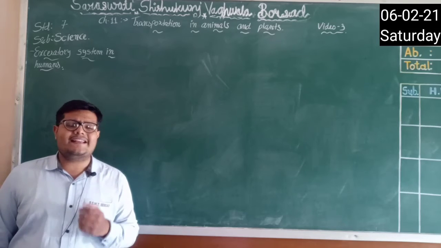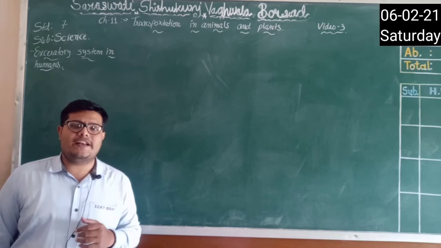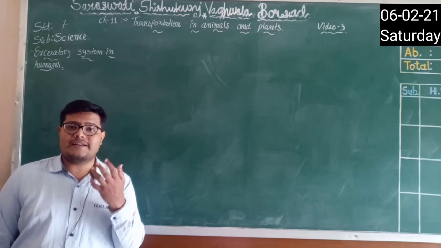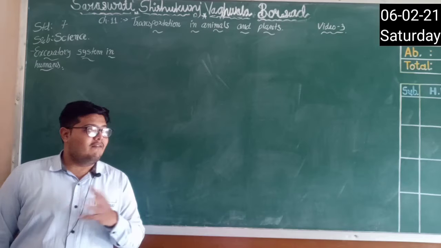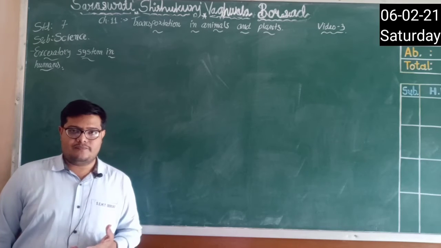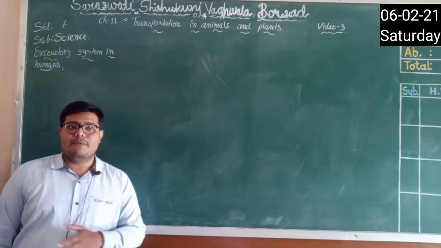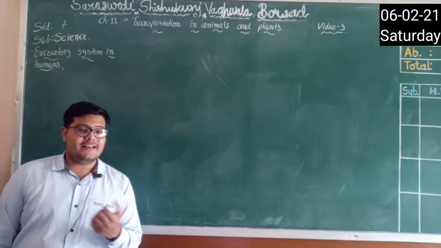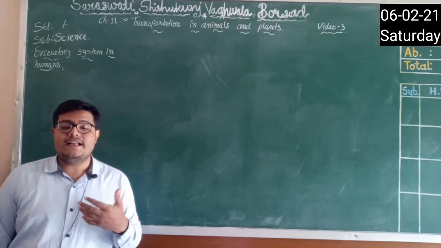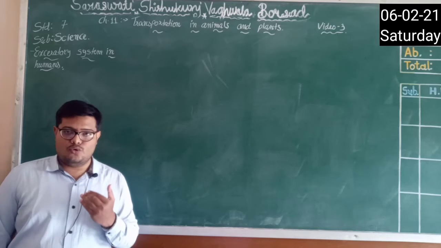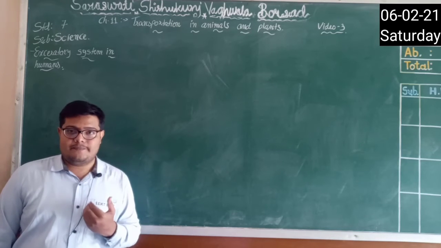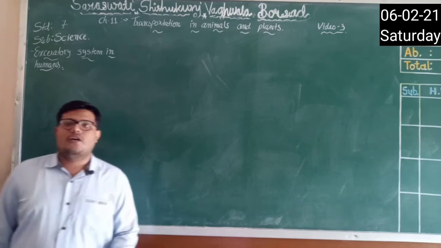And why are we getting sweat? To maintain our body temperature. In winter you will not get sweat outside because the weather is cold around, so your body doesn't need to be cooled down, because it is already cold. But during summer, because the weather is hot, your body temperature rises, and to make it cool, to maintain the temperature of the body, you get sweat from the skin.